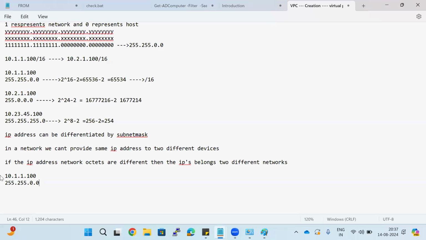Now, what is the host portion? How many host portions are there? Two. Two host portions are there. So remember one thing, whenever we are discussing the host portion, the numbering we are giving for the host portion, that number belongs to a device.